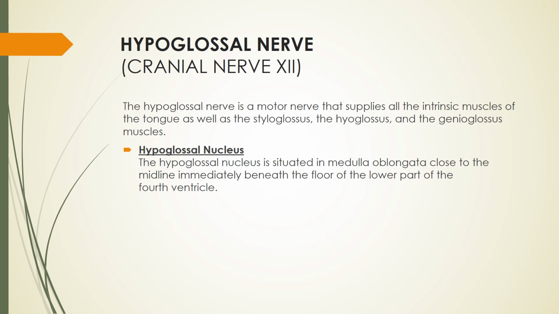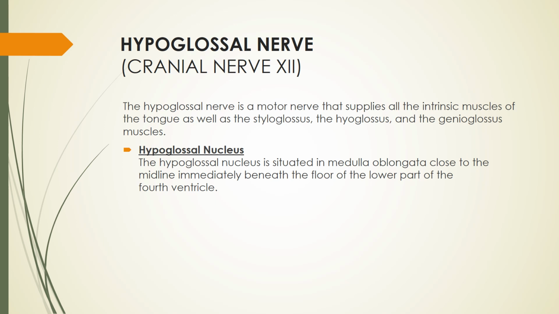Our next topic is hypoglossal nerve. Hypoglossal nerve, which is 12th cranial nerve, is purely motor nerve. It supplies all the intrinsic and extrinsic muscles of the tongue except palatoglossus.